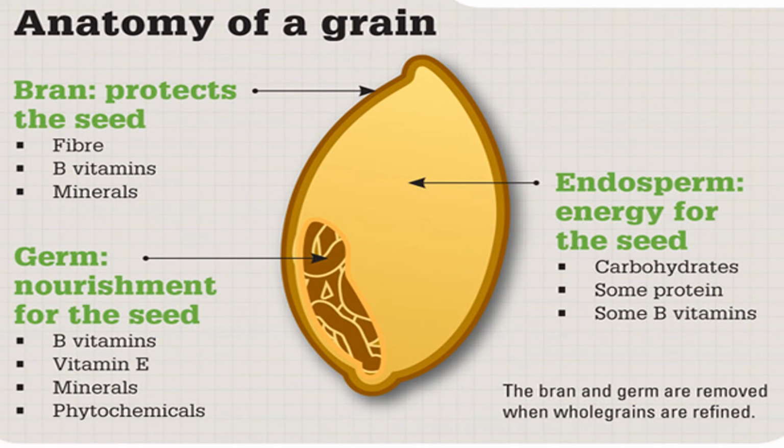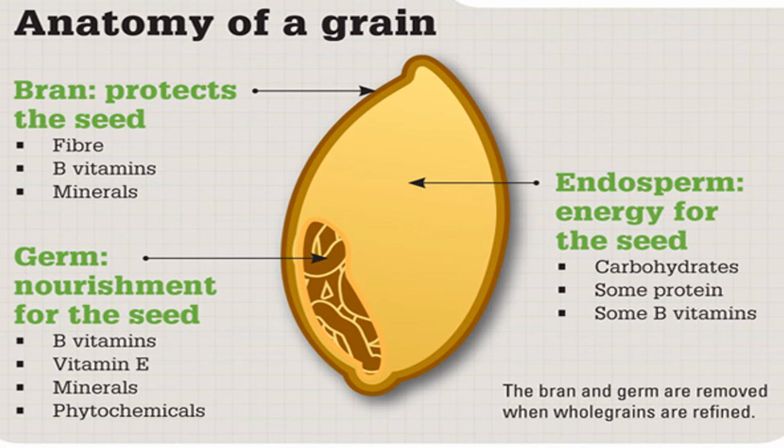Now the anatomy of a cereal grain, or the parts of a cereal grain. You have the bran, and the bran is the outer layer, as you were seeing there, that protects the seed. From that you can get fiber, and that's the non-starch polysaccharide we were talking about earlier. You can get B vitamins and minerals. Then you have the germ, which is nourishment for the seed. It's the storage room of food for the seed. And from that you get B vitamins, vitamin E, minerals, and phytochemicals.